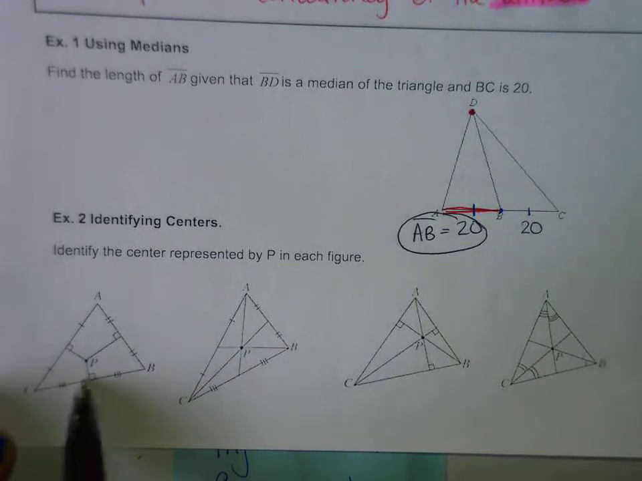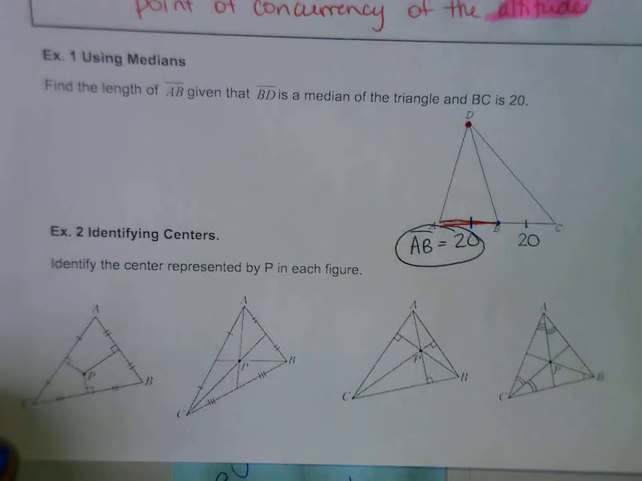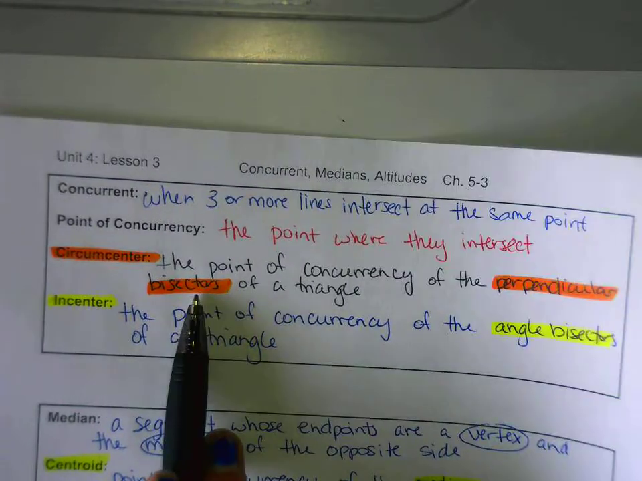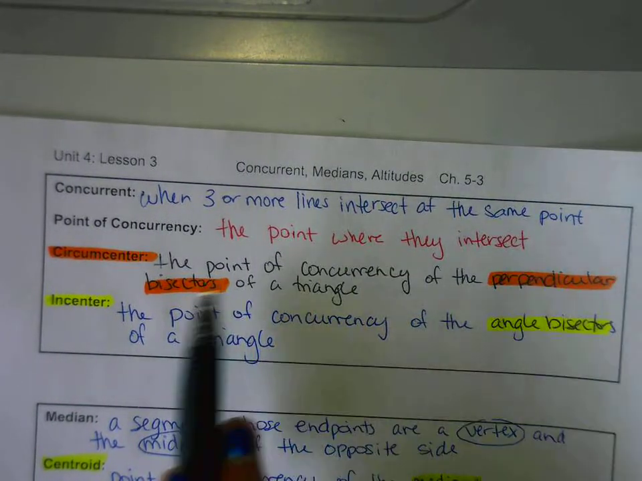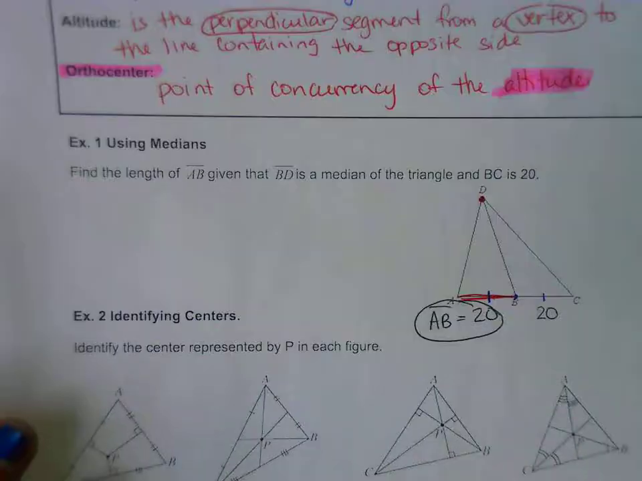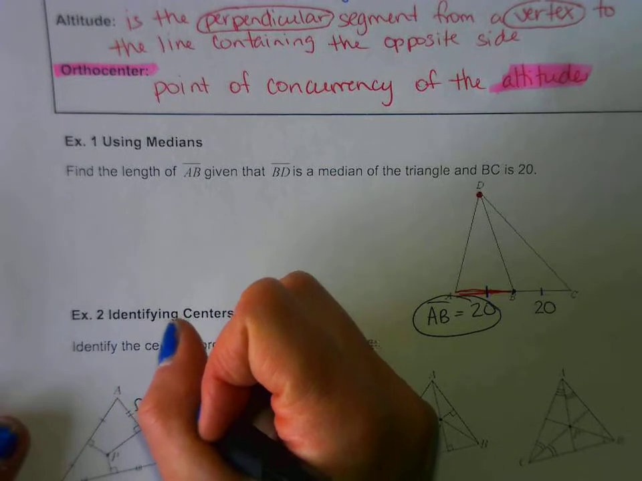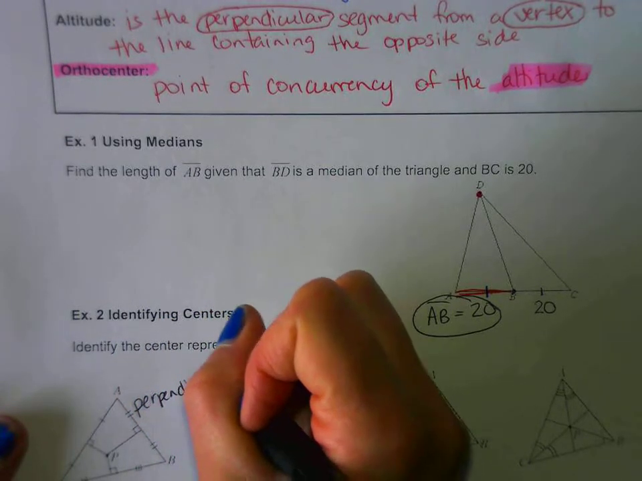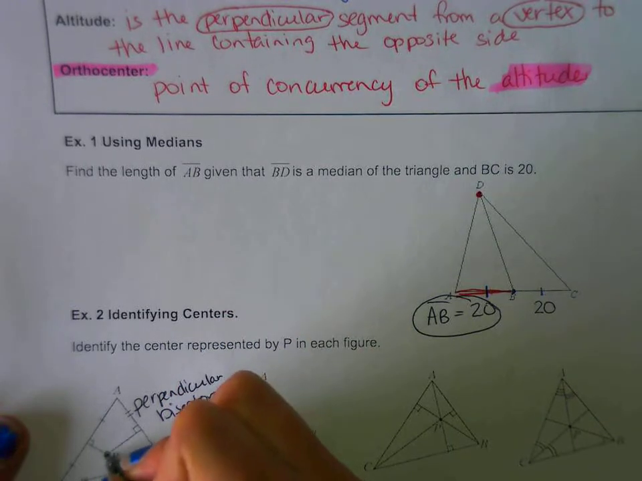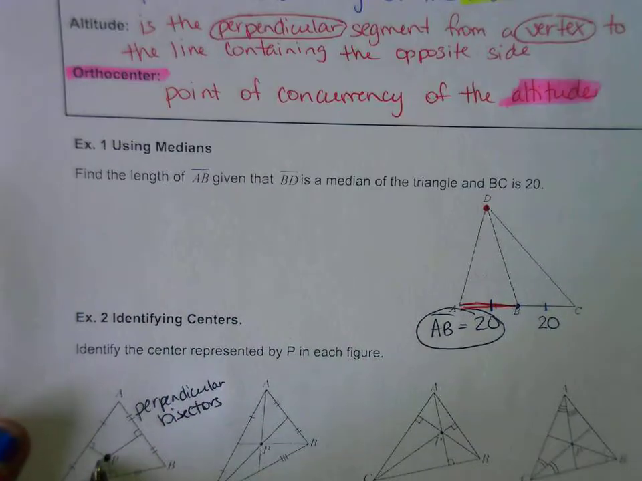So if I'm dealing with something that's perpendicular and it's the midpoint, or it's being bisected, I'm dealing with perpendicular bisectors because they create 90 degrees. Bisector means that you're splitting something in half, so it's the midpoint. So I have perpendicular bisectors. So that means this point right here, where those three meet, is the circumcenter.